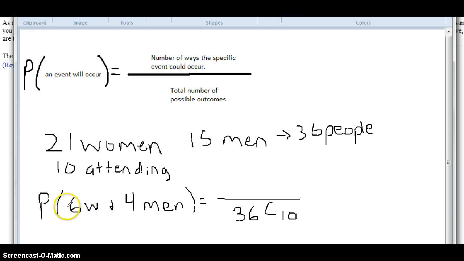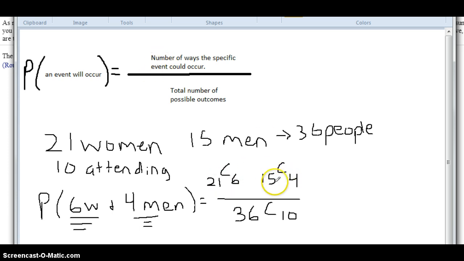Now, what's the chances that we have 6 women and 4 men show up? Well, how many different ways could you get a group of 6 women? Again, it's a group of 6. So if you had 21 total women, 21 combination 6 shows you all the different ways you could get a group of 6 women. And how many ways could you get a group of 4 men? Well, there's 15 men, and again, we're just forming a group, so we use combinations: 15 combination 4.